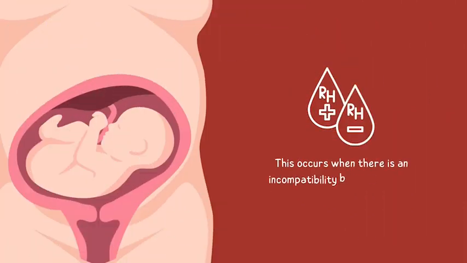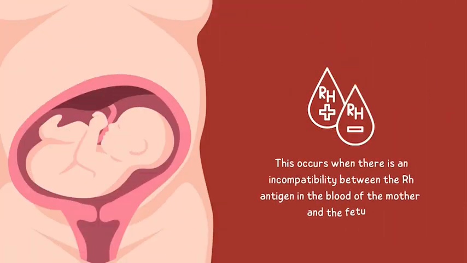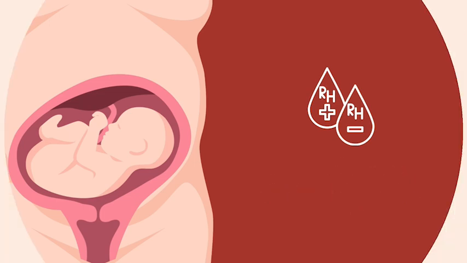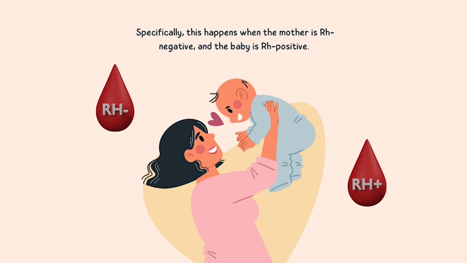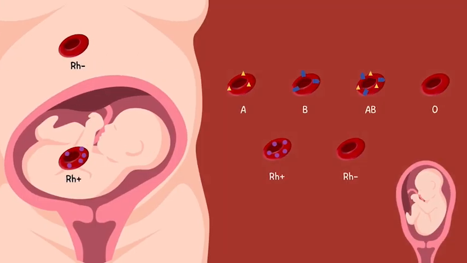This occurs when there is an incompatibility between the Rh antigen in the blood of the mother and the fetus. Specifically, this happens when the mother is Rh negative, and the baby is Rh positive. In this case, only the Rh factor is considered, regardless of the blood type. A mother and fetus with differing Rh statuses can be at risk of HDN because Rh negative and Rh positive red blood cells have different characteristics.